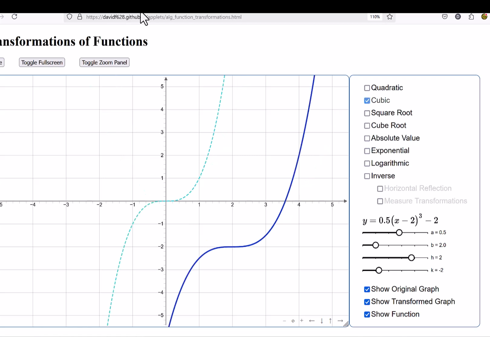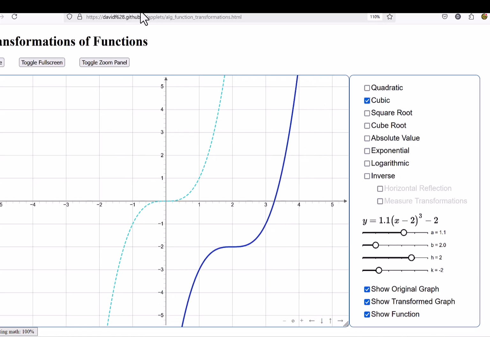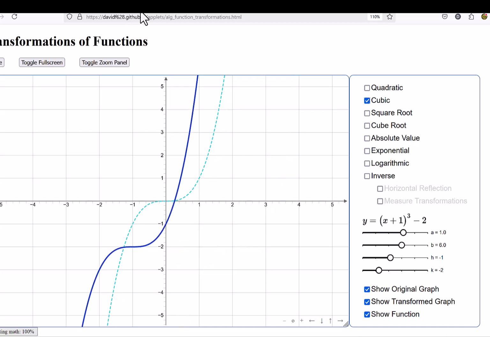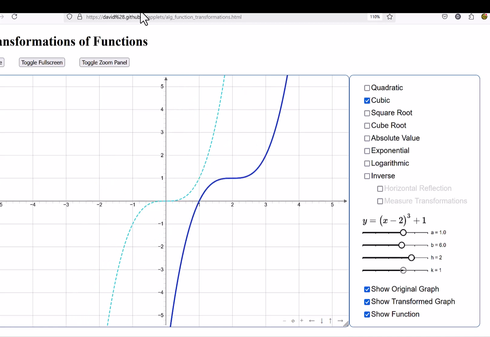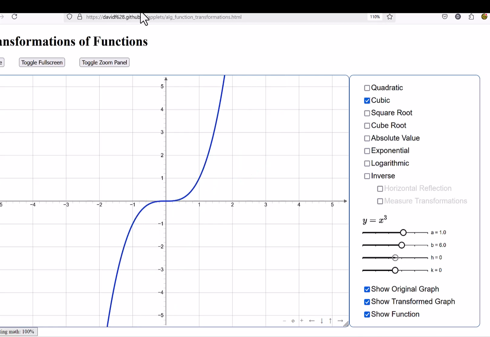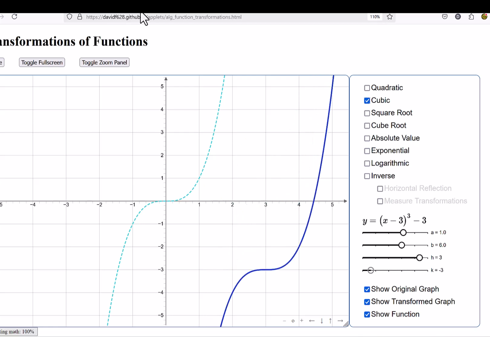Cubic graphs work in the same way. So as long as you start with the origin, whatever horizontal shifts are applied, it just moves the graph left and right, whatever number of units. Vertical shifts work in the exact same way.